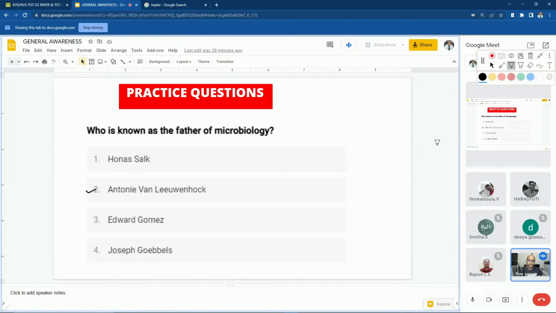Out of the 4 options, if you don't know which one is the right answer, then we have to go with the lengthiest answer option. Out of these 4 options, Antonio van Leeuwenhoek is the lengthiest one. Sometimes it clicks. Okay. Yes.